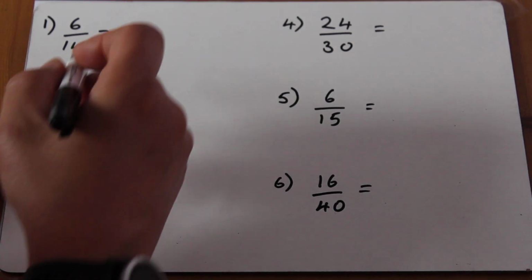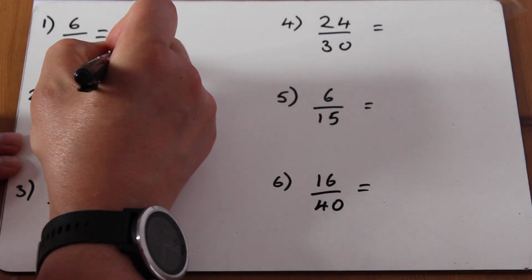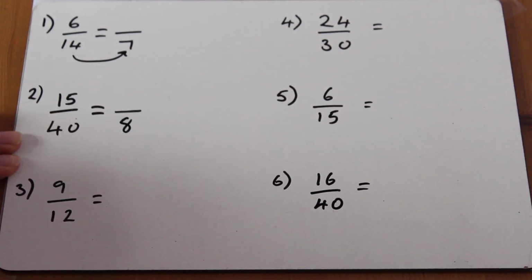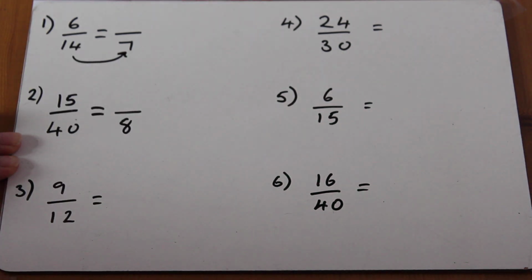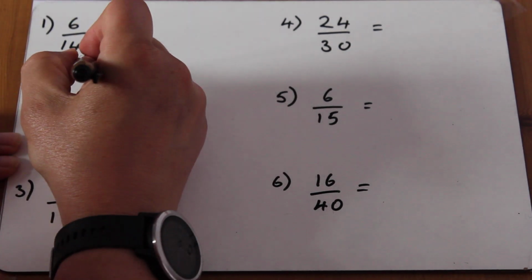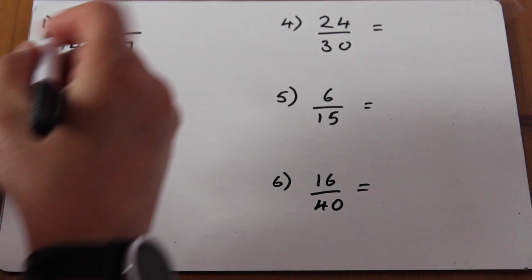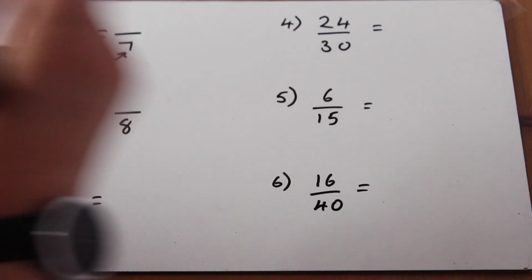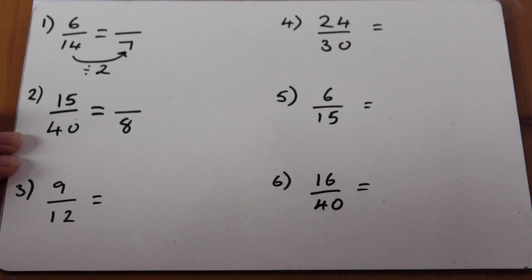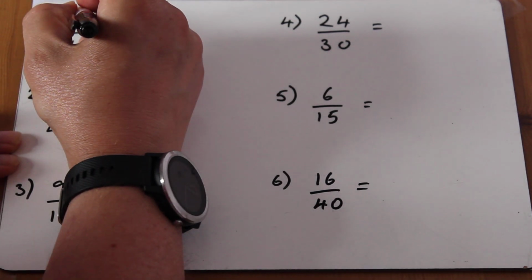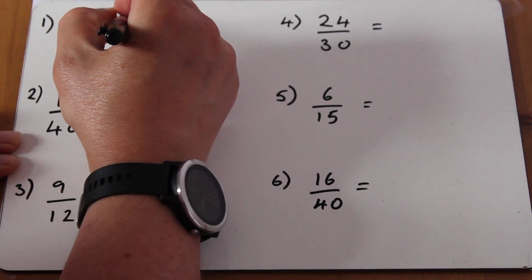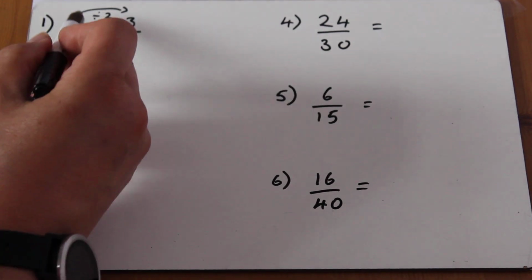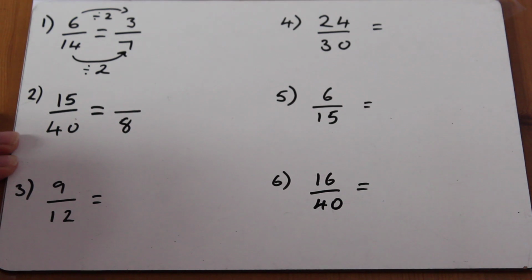So when we look at this first example, I compare 14 with 7, and I say to myself, what do I do to 14 to give me an answer of 7? I have to divide it by a number. I have to divide it by 2. So that means we divide the top number by exactly the same amount. We divide it by 2. 6 divided by 2 gives me 3. So my new answer is 3/7.